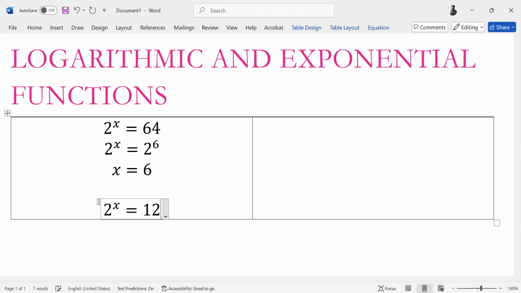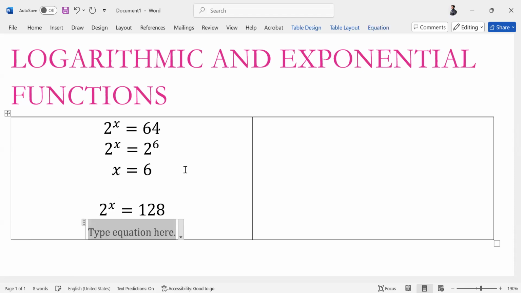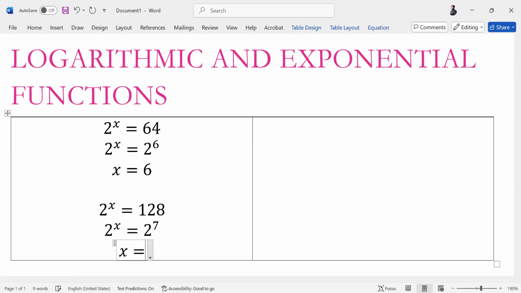2 to the power 6 is 128. Now what? 2 to the power x is 2 to the power 7, which makes you say that x is equal to 7. If 2 gets a power 7, 2 into 2 into 2 into 2, if I multiply 2 with itself 7 times, I end up getting the value 128. Makes sense? Indices were enough for solving these kinds of questions.